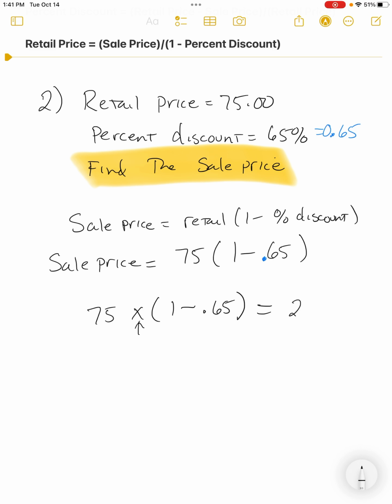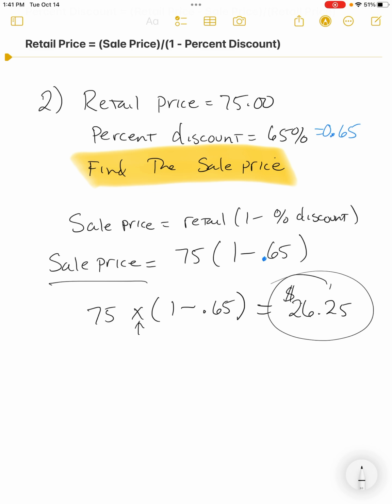And I get my answer, $26.25. That's all I'm going to have to pay. That's the answer to the sale price, because what I was solving for was sale price, and so it's $26.25. Notice that is a big discount from the 75, but that's what I was expecting when I was told I would save 65%. Awesome. So that's one type of problem that you'll have.